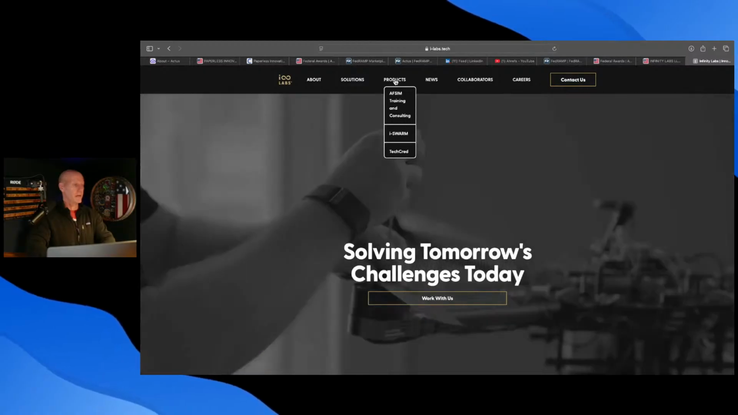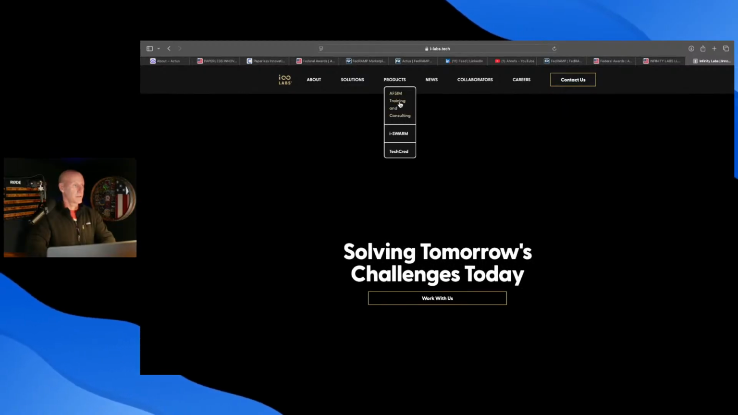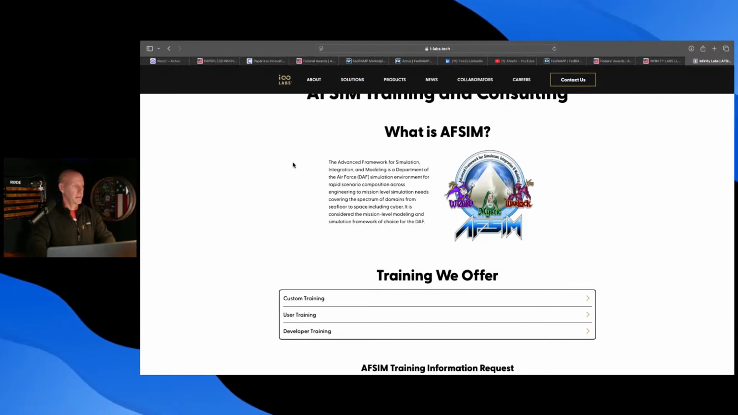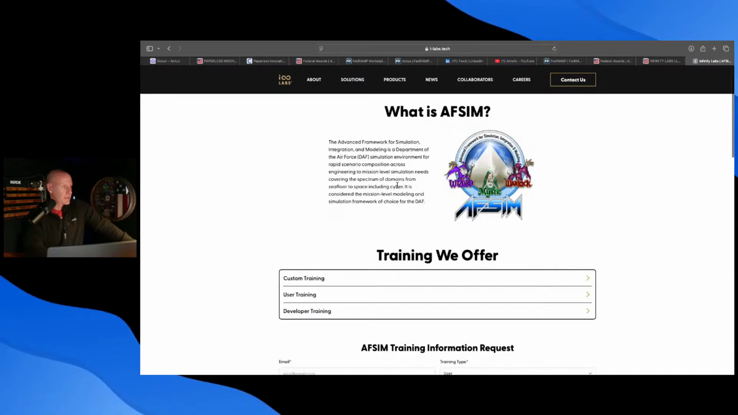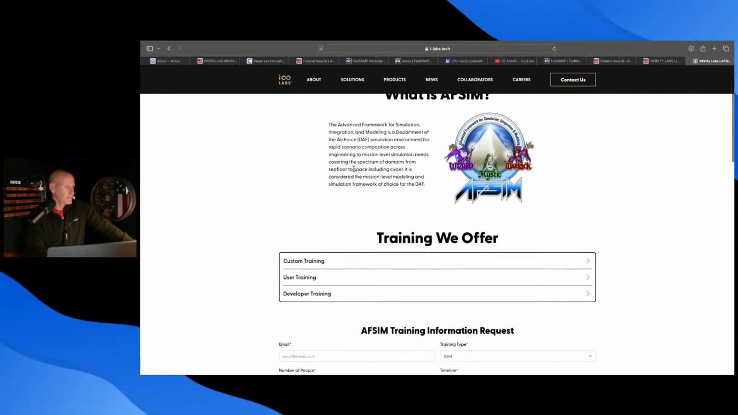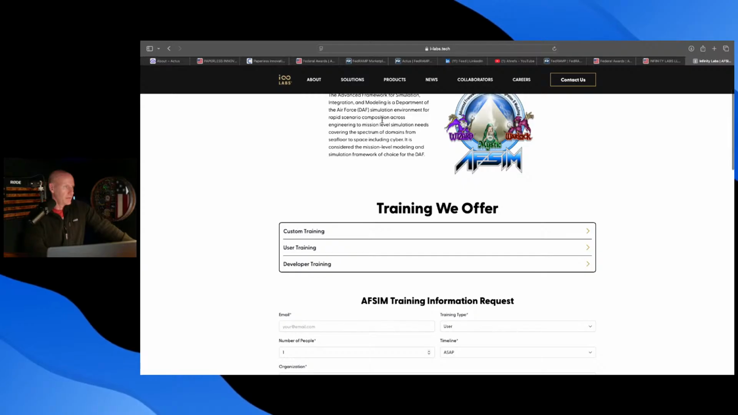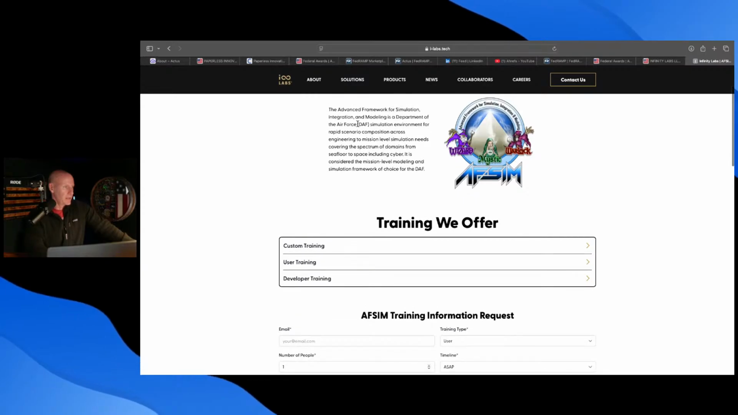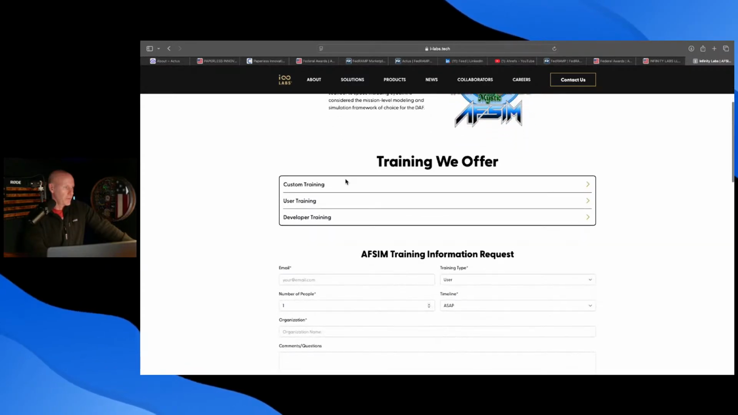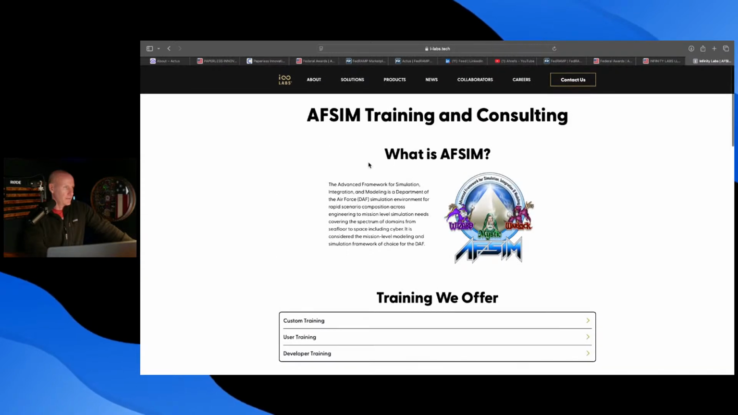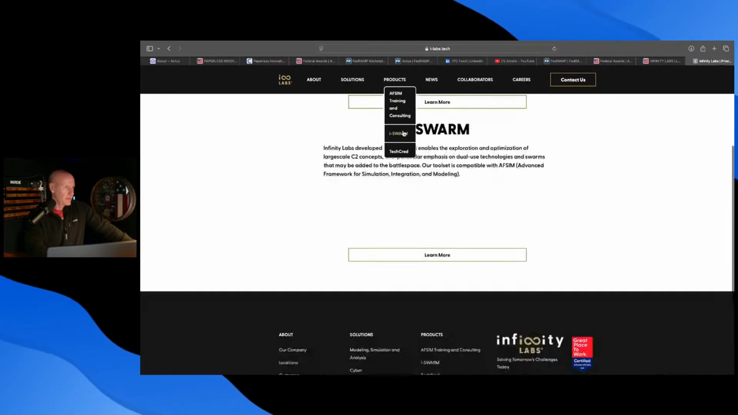Okay, so now we've got the products. So what do we do? What kind of training is this? So integration modeling for the Air Force simulation environment. Let's see here. Mission level simulation needs. Well, they're talking specific to space in here at Department of the Air Force. Okay, so they've got a way to give an information request there. Okay.